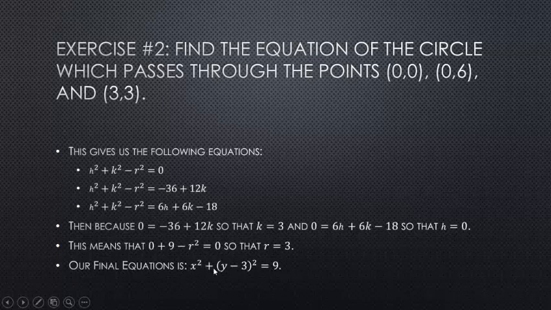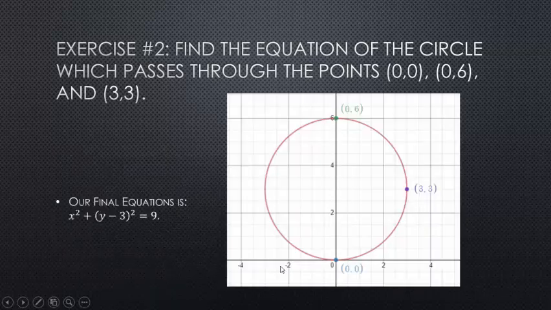has the form x squared plus y minus 3 quantity squared is equal to 9. If you graph this circle, you'll notice that it does go through those 3 ordered pairs. So this was our second example. In this example, we could not apply matrices because it was non-linear.